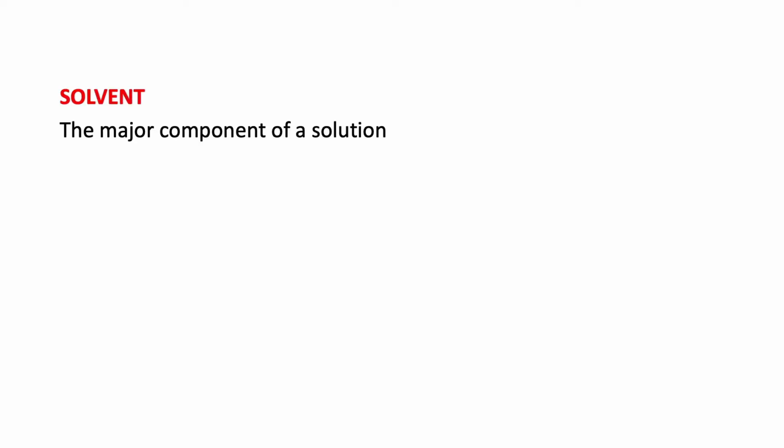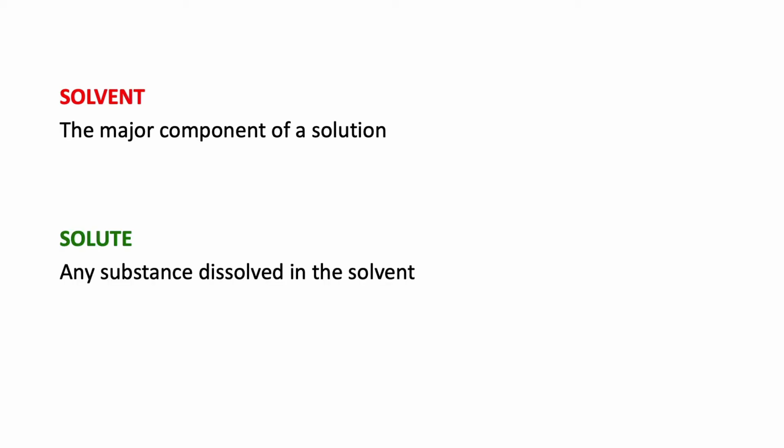When we talk about solutions, we talk about two types of substances. We talk about the solvent, which is whatever the major component of a solution is, and we talk about solutes, which are basically any substances you have dissolved in the solvent. For purposes of this video, we're going to talk about the solvent as being a liquid and solutes being some sort of solid that gets dissolved. But that is not the only sort of solution there is.